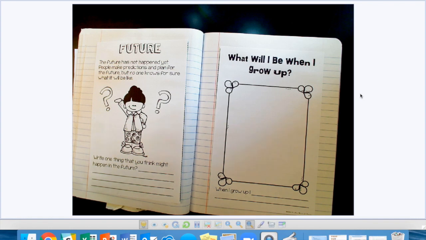Great job filling in your interactive notebook and learning about the past, present, and future. After spring break, we will learn more about timelines and make your own timeline.